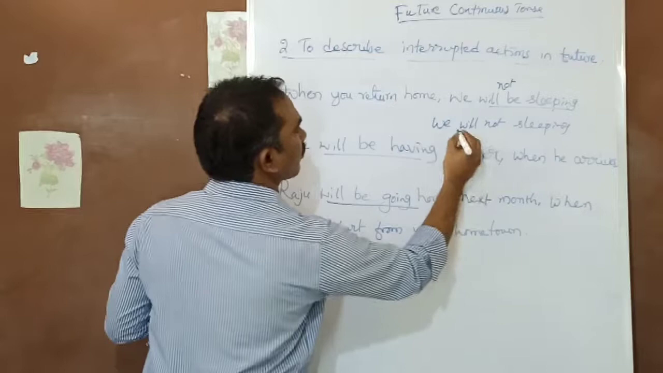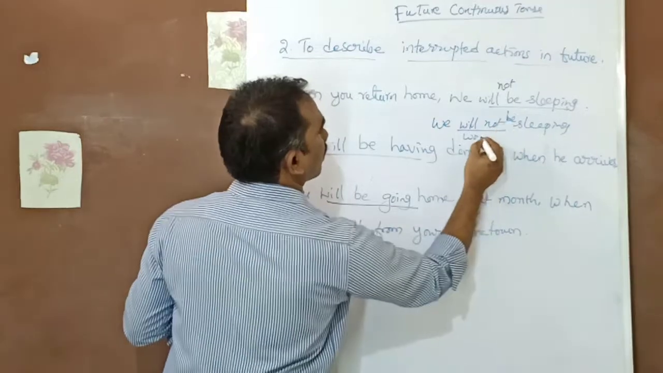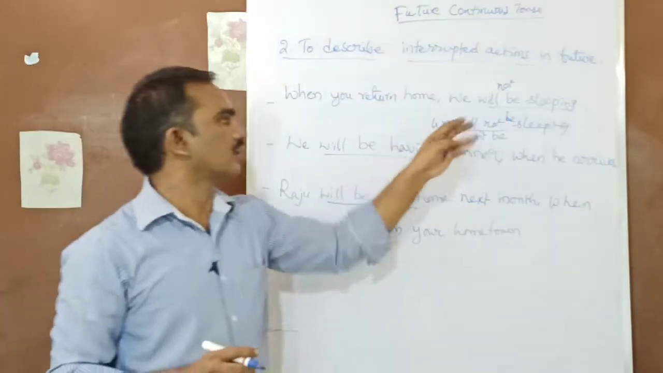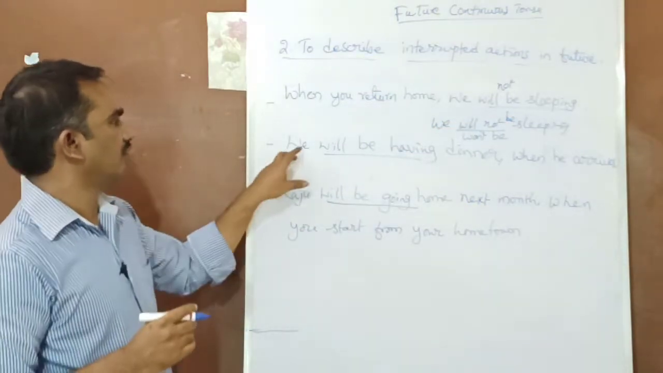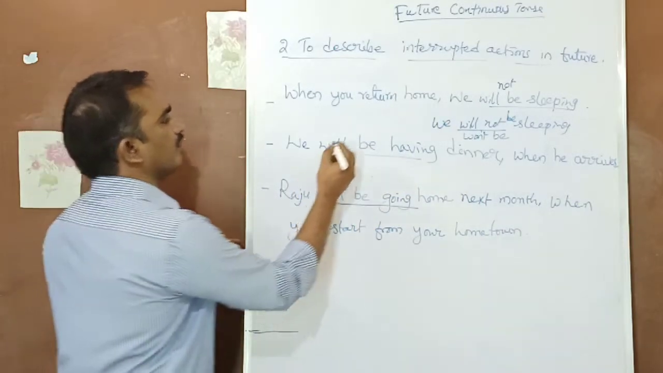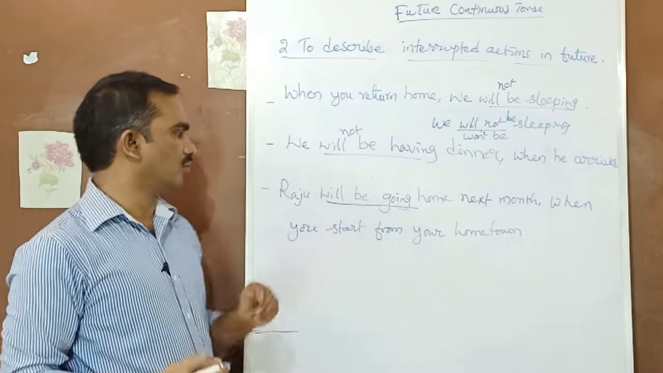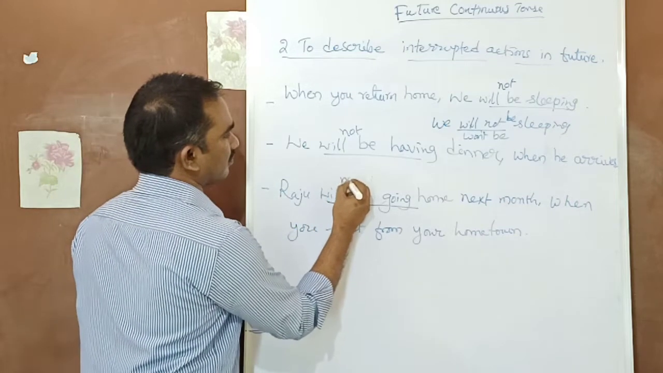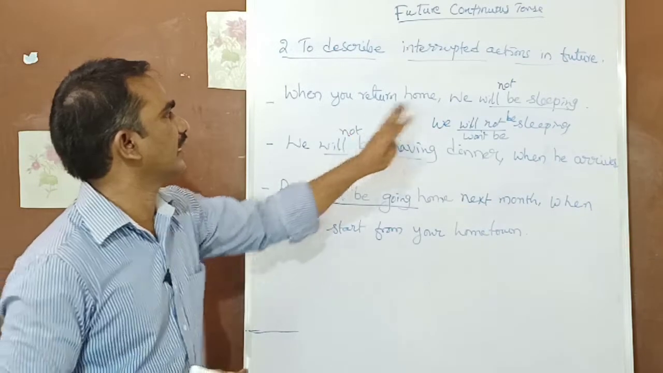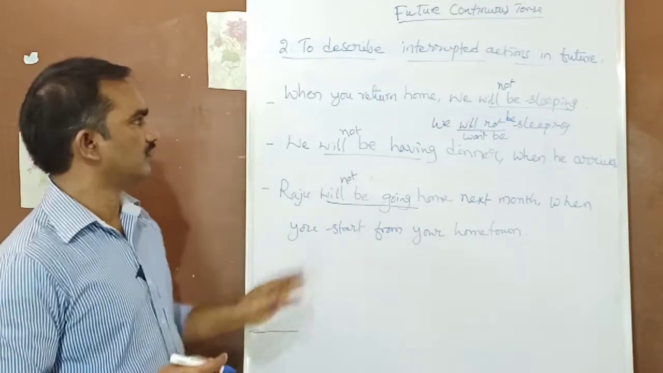So you can use contracted form also. We won't be sleeping. Okay, that is a contracted form. So then here we'll be having dinner. How do you change it? Will not be having dinner. Okay, Raju will be going home. So how do you change it into negative? Raju will not be going home. Will not be going. Just adding not between will and be, it will become a negative sentence.